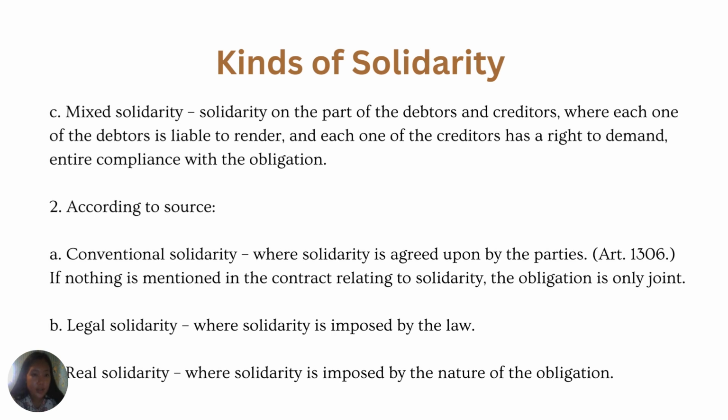And we have also the mixed solidarity, the solidarity on the part of the debtors and creditors, where each one of the debtors is liable to render, and each one of the creditors has a right to demand, entire compliance with the obligation. And second, we have also, according to source, the conventional solidarity, where solidarity is agreed upon by the parties. If nothing is mentioned in the contract relating to solidarity, the obligation is only joint. And we have also the legal solidarity, where solidarity is imposed by the law, and the real solidarity, where solidarity is imposed by the nature of the obligation.